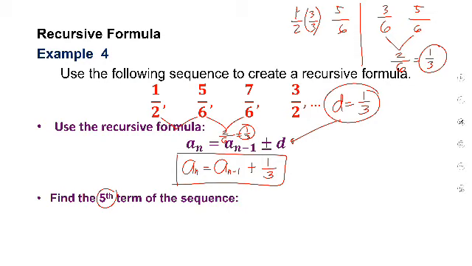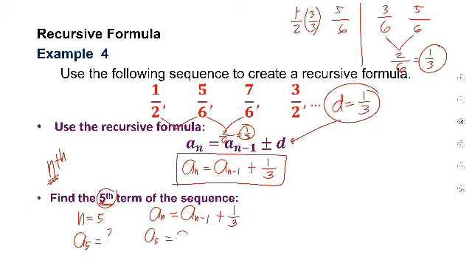This time we will look for the fifth term of the given sequence. Again, don't forget that n is the position of the term. So when we are looking for the fifth term, n is equal to 5, and we're looking for a sub 5. Using the formula that we have obtained, a sub n is equal to a sub n minus 1 plus 1/3, and since n is equal to 5, you can plug in that 5: a sub 5 is equal to a sub 5 minus 1 plus 1/3. So a sub 5 is equal to a sub 4 plus 1/3.